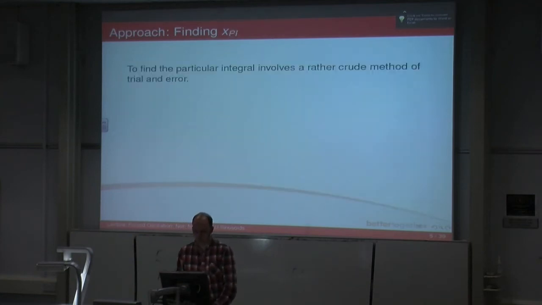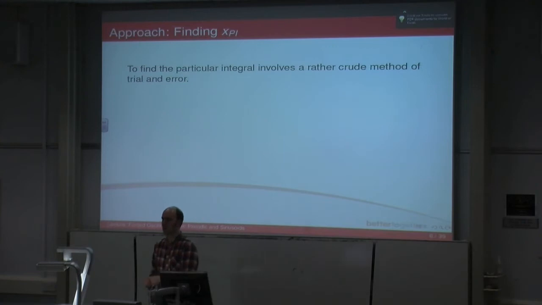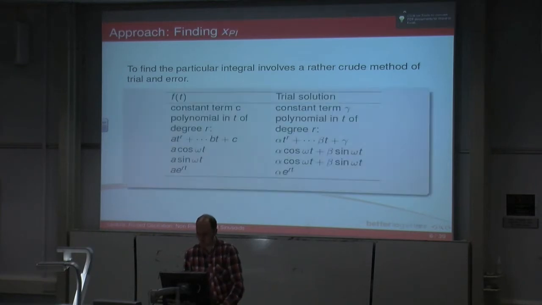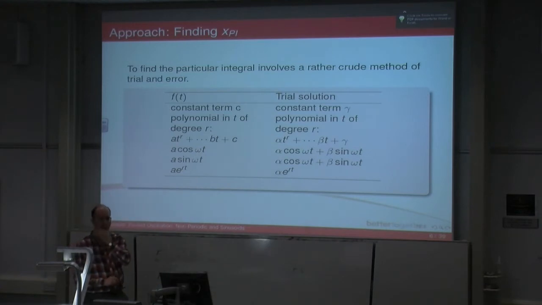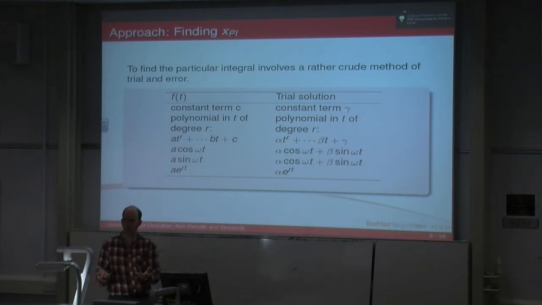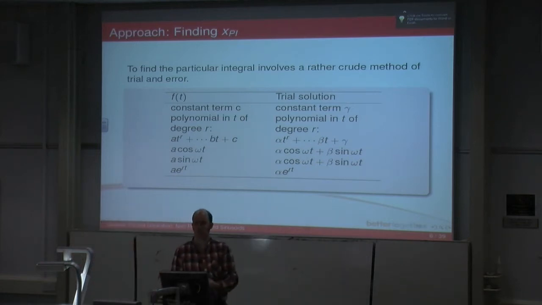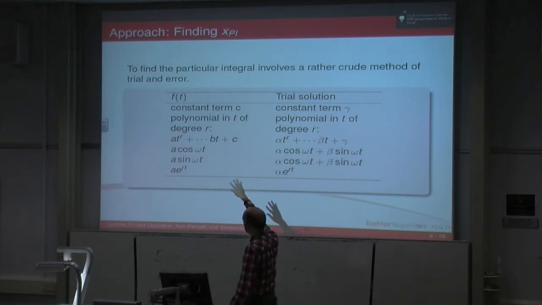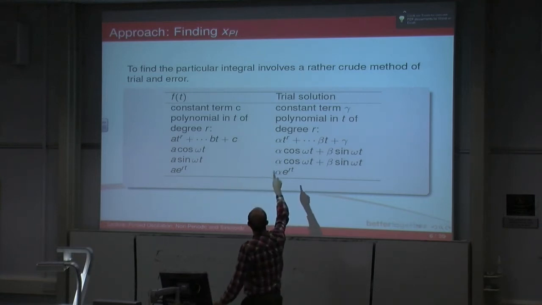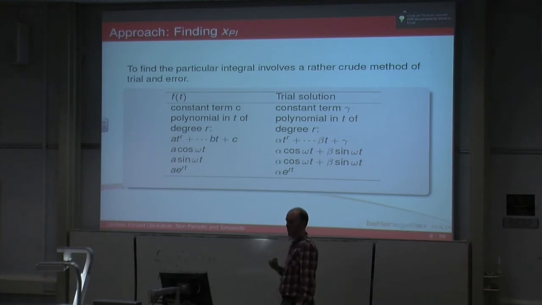The more challenging bit is to find this thing called the particular integral, the thing as time goes to infinity. And unfortunately, it involves a rather crude method of trial and error. Essentially, what we've got is a table here. This table is in your notes. And you look at the forcing function and decide what form the forcing function takes. And so if your forcing function is a constant, you take the trial solution being a constant.